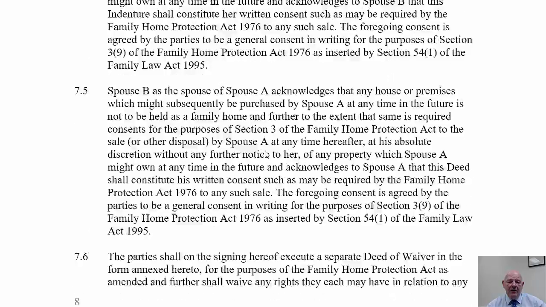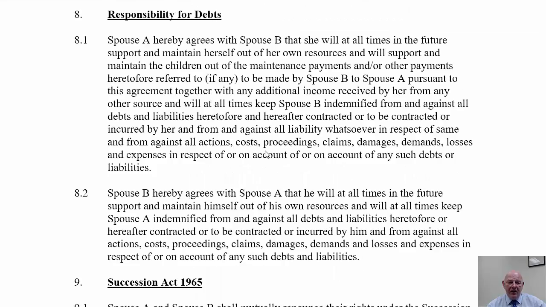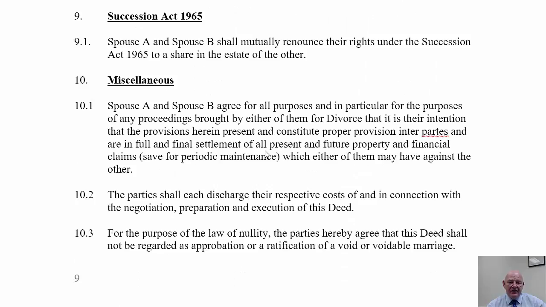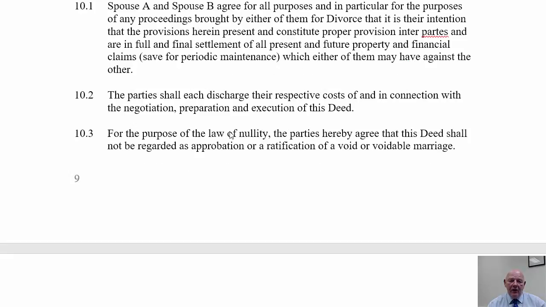The next thing then that would be provided for in a standard deed of separation would be that each party would be responsible for debts going forward. Another thing that's always provided for will be Succession Act rights. Each spouse has certain rights over the other spouse's estate in the eventuality of the death of the other spouse. However, most separation agreements will see the parties mutually renouncing their rights against any share in the estate of the other. Then any miscellaneous provisions, etc., will also go into the agreement.